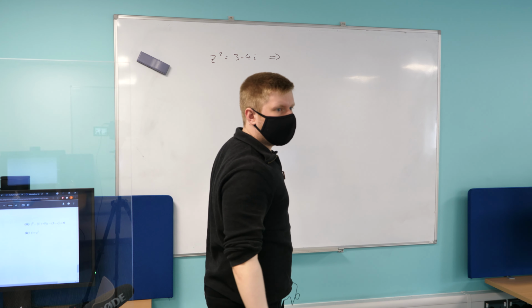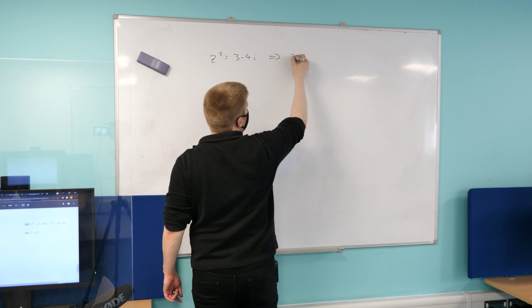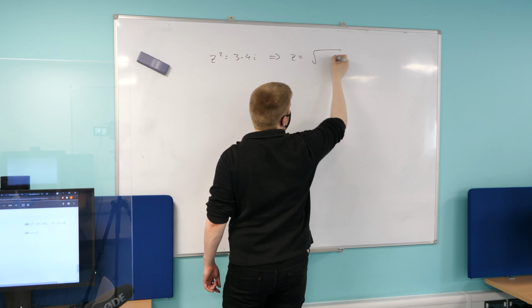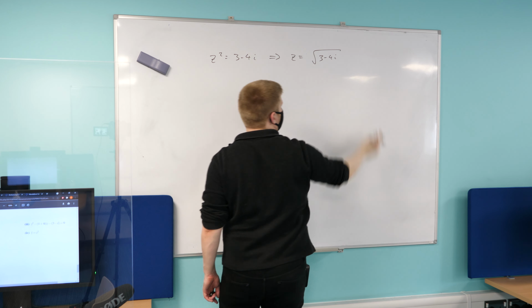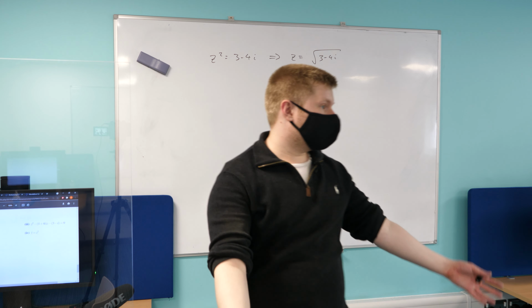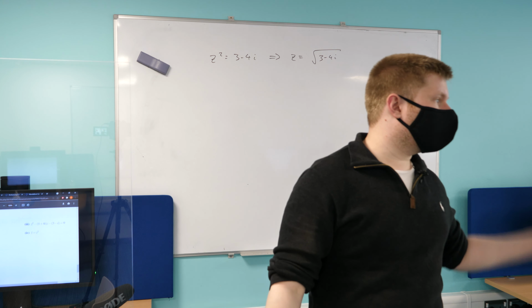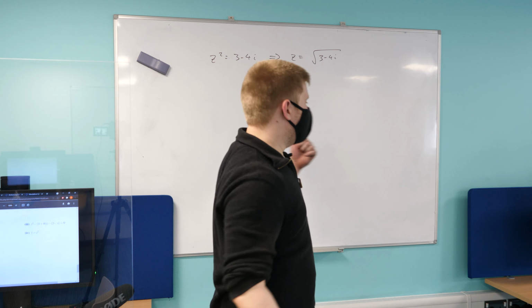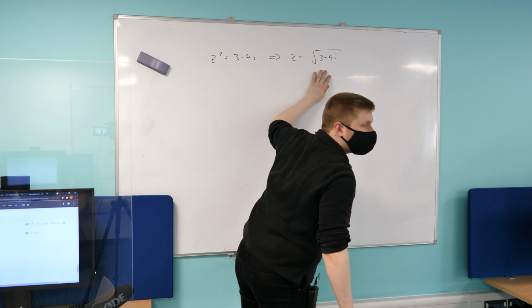Exactly. Just take the square root of 3 minus 4i. We just did loads of those in the last example. Okay, so I'm not going to make you do that now, on the basis that you should be able to do that now.